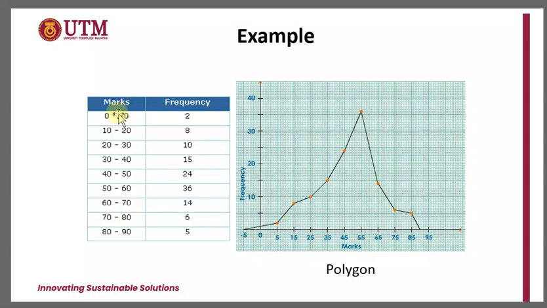Why? Because we know that the difference between two classes is 10: from 0, 10, 10, 20. So it's 10. No need to compute the other midpoints. The first one is 5, so the second will be 5 plus 10. The third will be 15 plus 10, and so on. And here, according to the frequency, you put the points and draw the line of the polygon.